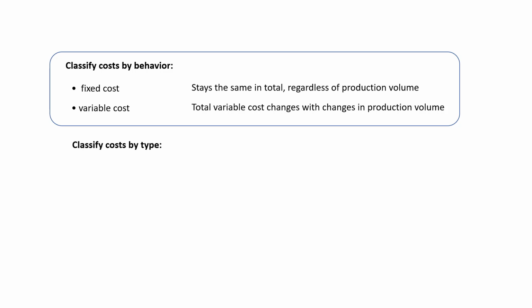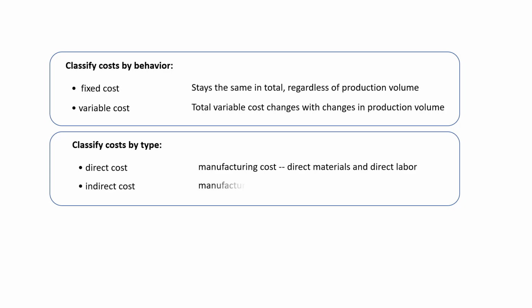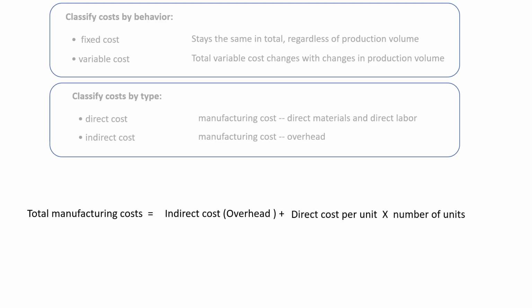You also know that manufacturing costs can be classified as direct costs, direct materials and direct labor, or as indirect costs, overhead. Here's a formula that shows the relationship among the types of manufacturing costs. Total manufacturing costs equal overhead or indirect costs plus direct cost per unit times number of units produced.